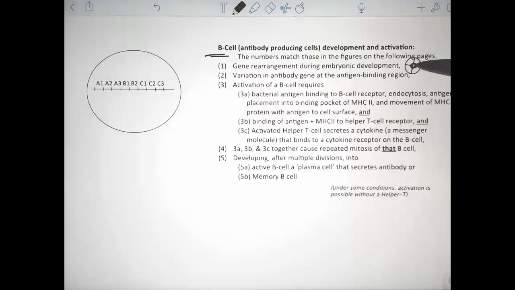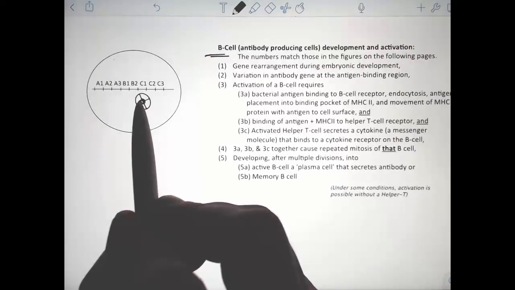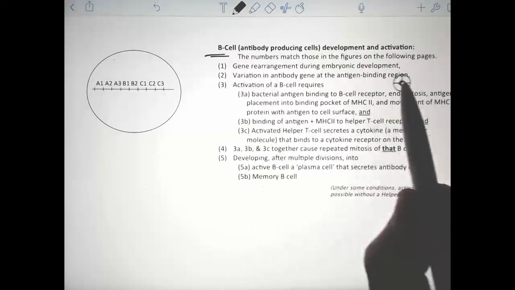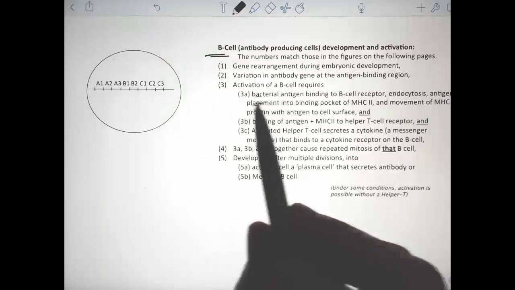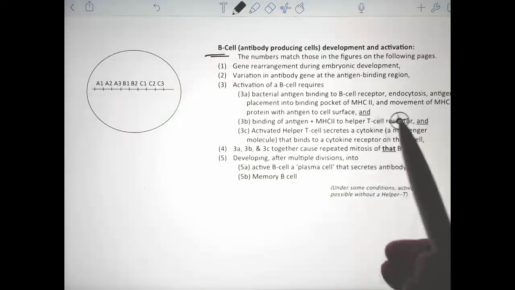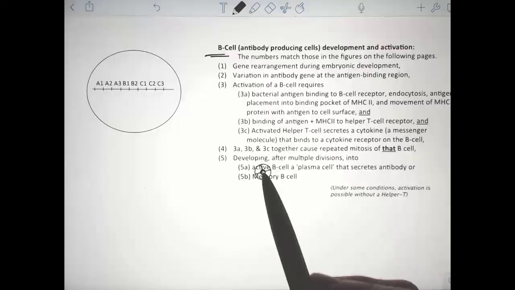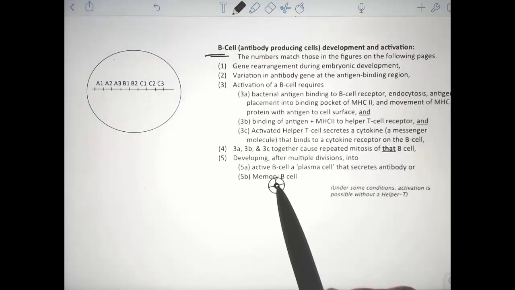antibodies. So there are gene rearrangements of this gene, variation in the antibody gene. Activation of the B cell again requires these double events, and the combination causes mitosis, and after multiple divisions, develops into active cells that secrete antibodies that will bind to free bacteria or viruses.